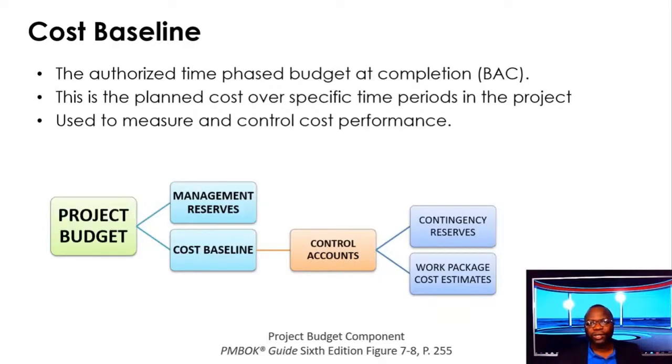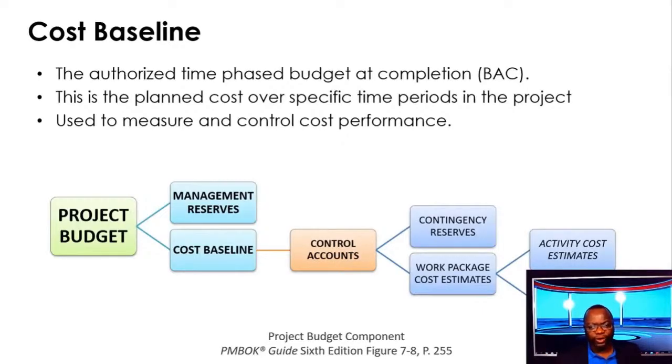So work package cost estimates, when you add them all up along with any contingency reserves, you get your control account summation. And then when you break down work packages into smaller pieces, we're talking about activities. So your activity cost estimates, when you add them all up, add up to the work package cost estimates. You also put in some contingency reserves at the activity level.